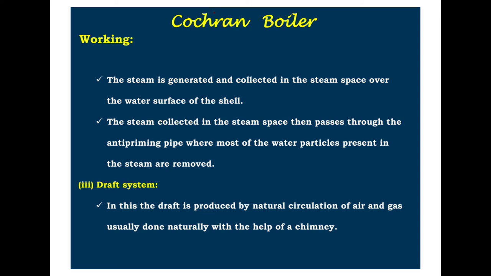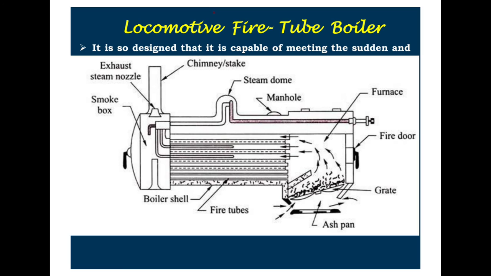And the third important process is the draft system. In this, the draft is produced by natural circulation of air and gas, usually done naturally with the help of a chimney. And then another type of low pressure boiler, the locomotive fire tube boiler. It is designed to be capable of meeting sudden requirements.